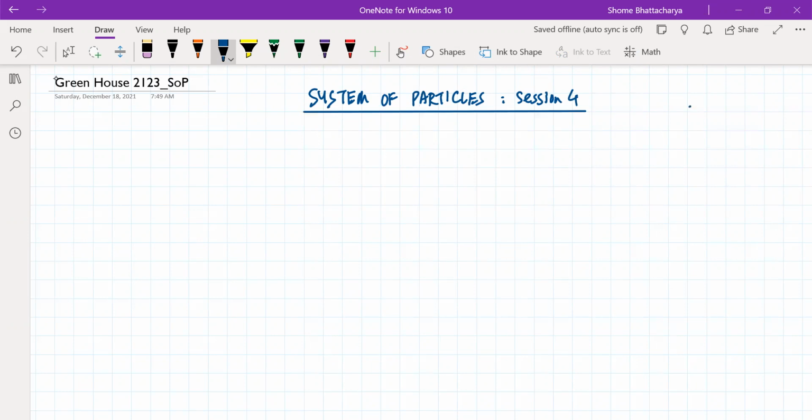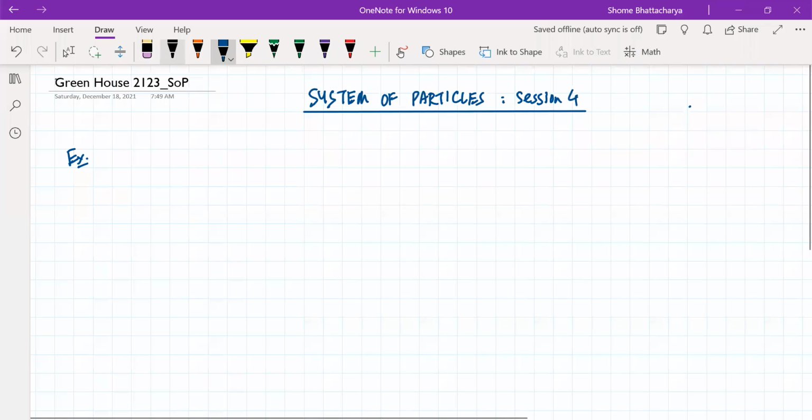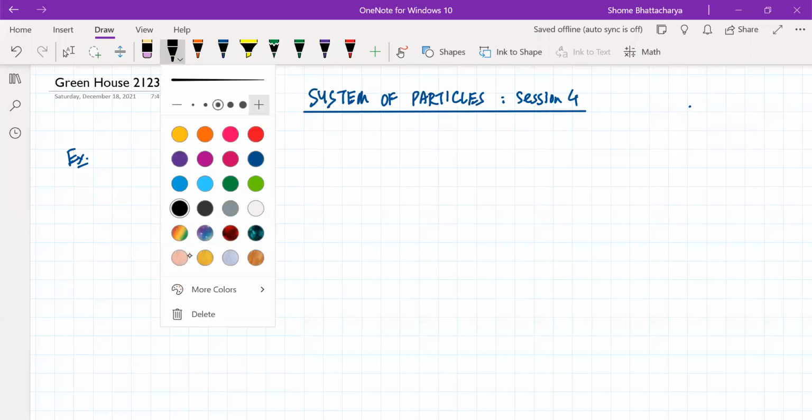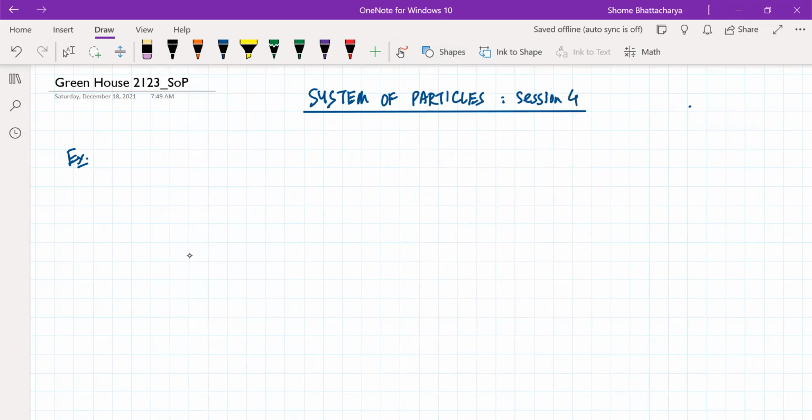Okay, so let's begin with one more example of position of center of mass by superposition method for a rigid body. In this particular example, we are taking a thin rod, which we have bent into an L shape.